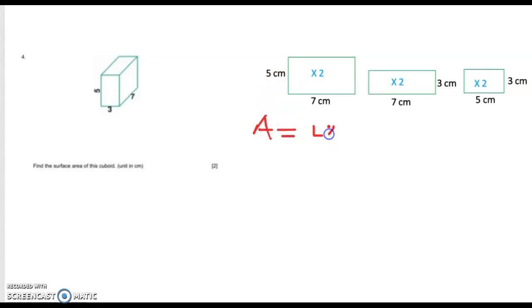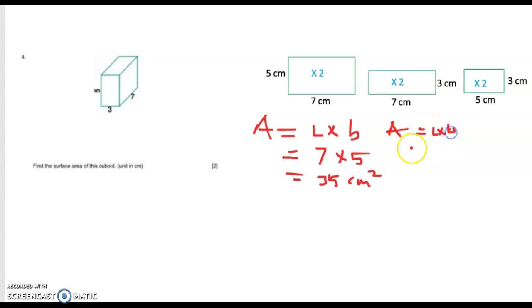The formula for the area of a rectangle is length into breadth, right? So it is 7 times 5. Now I have 35 here. Now see, I must know that it is centimeter squared because we are finding area. Now here, for this rectangle, again the formula is length into breadth. So length is 7 times 3, which is equal to 21 centimeter squared.